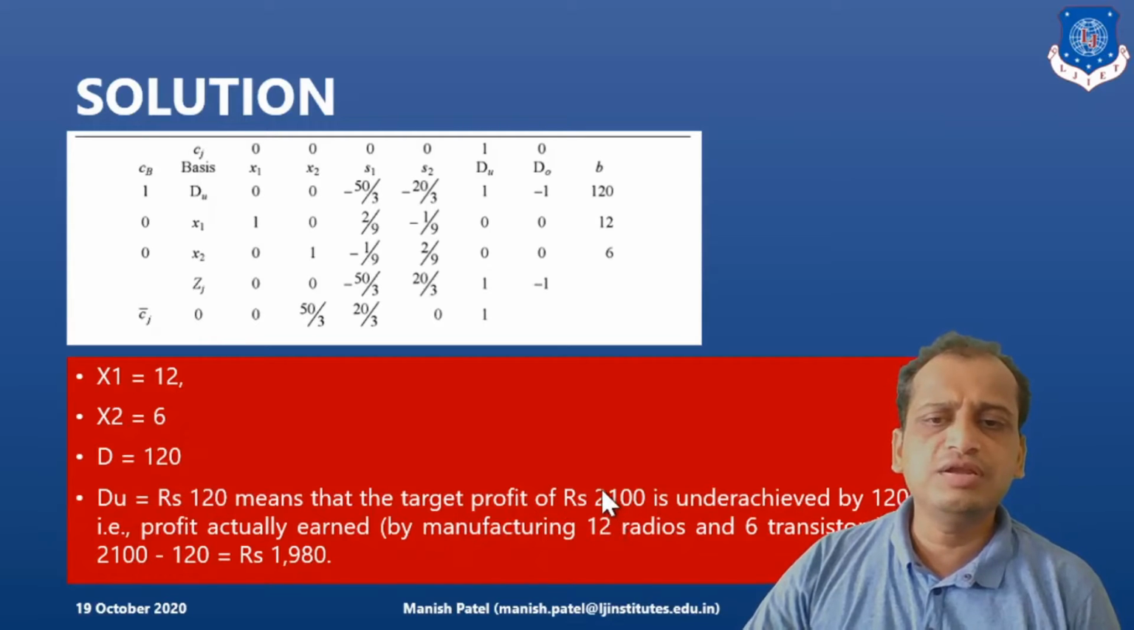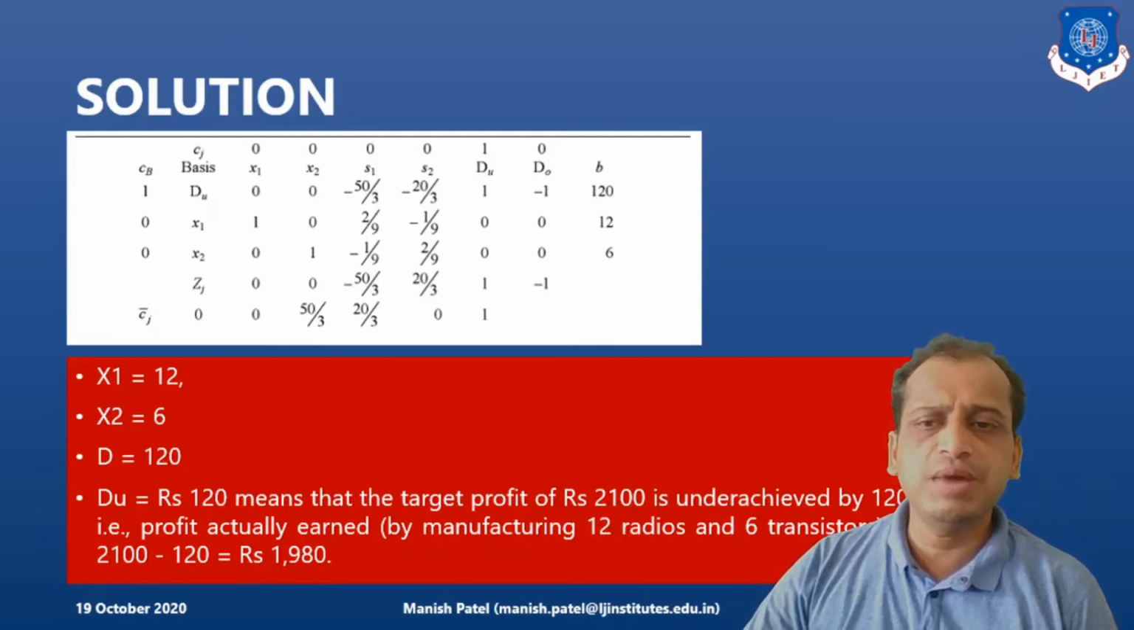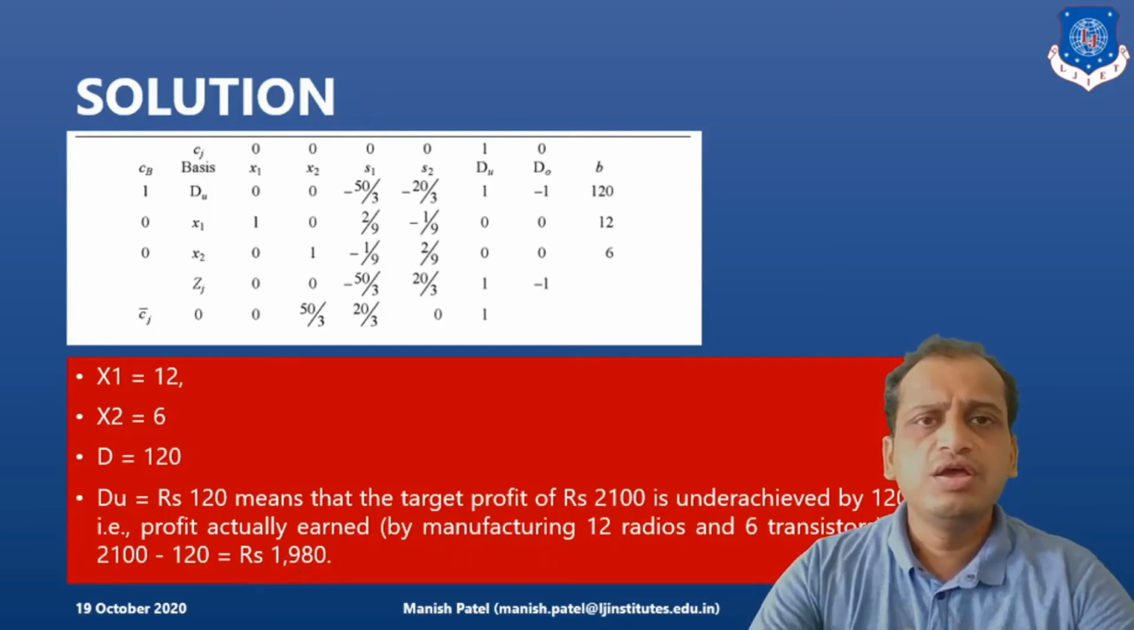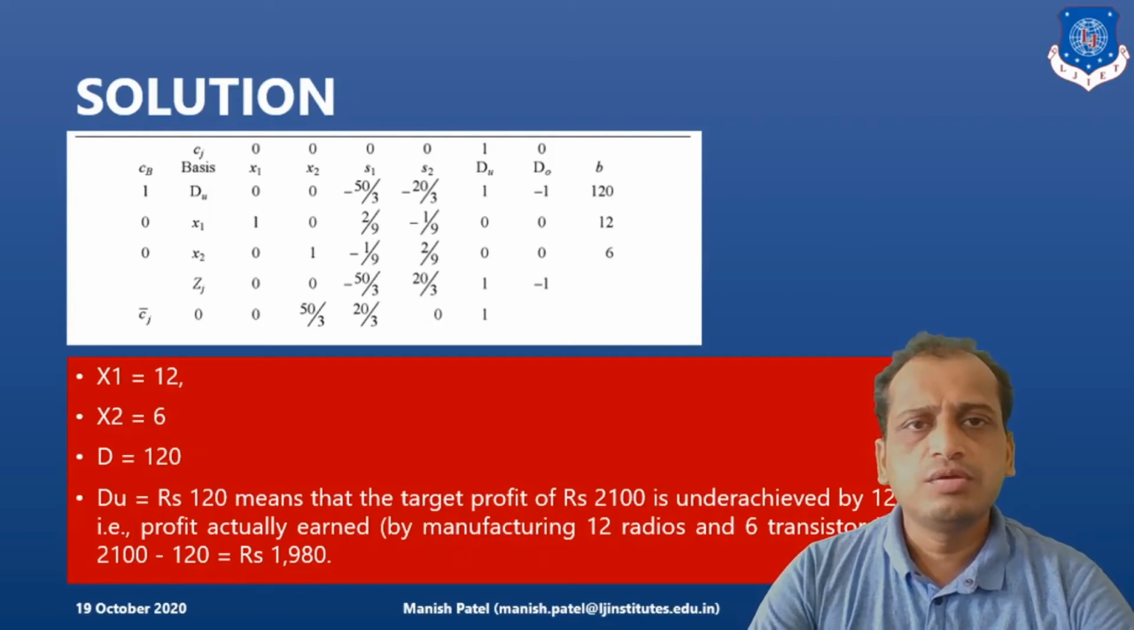So just deduct that difference, and the difference will be 2100 minus 120, which is the profit actually earned, which is 1980, by manufacturing 12 radios, which is x1, the number of units of radios, and the number of transistors, which is coming out to be 6. And with the help of these two decision variables x1 and x2, the company can realize the profit of rupees 1980, right? So in this way, with a single goal programming where the target value of 2100 was given, we can easily solve the problem of goal programming.